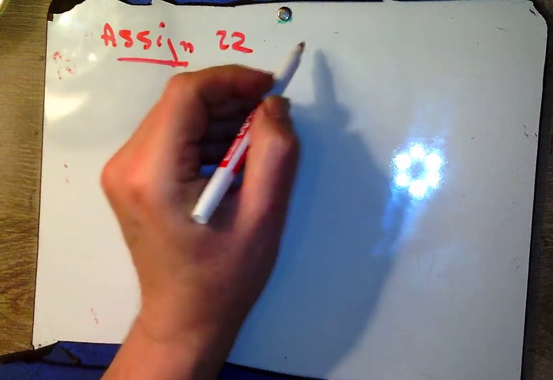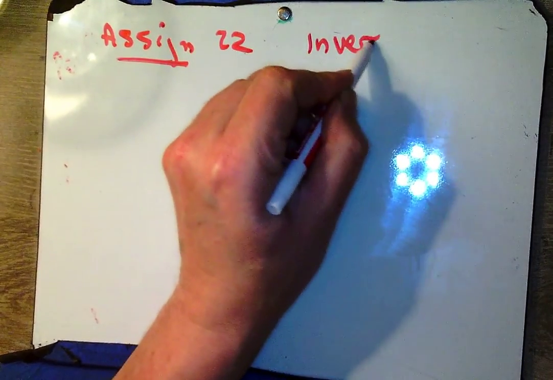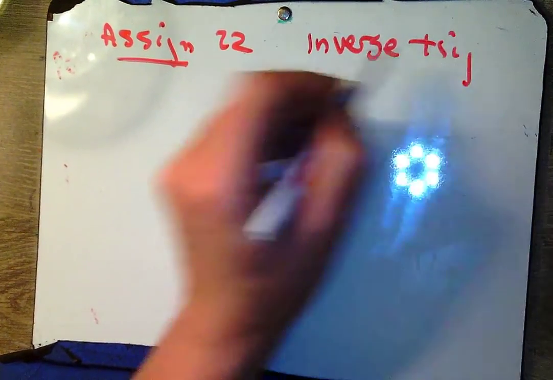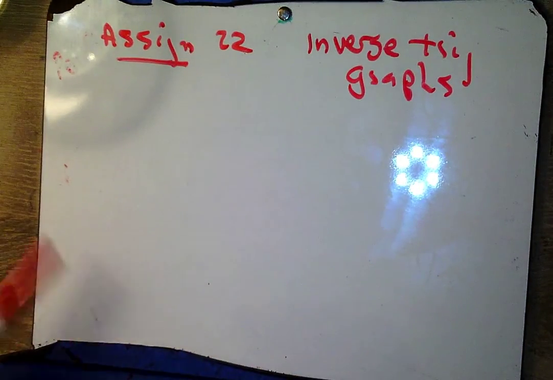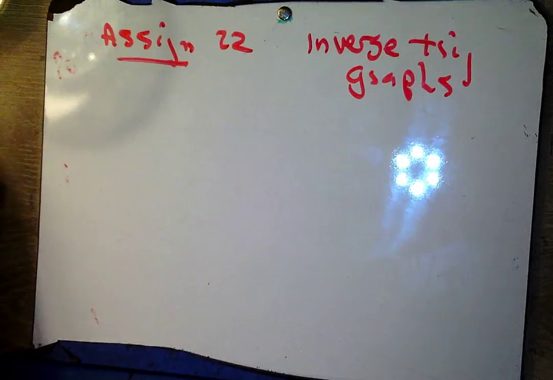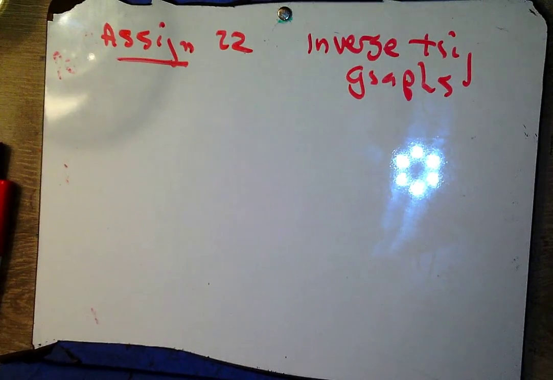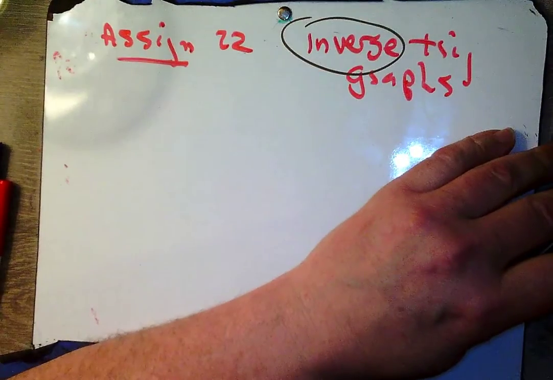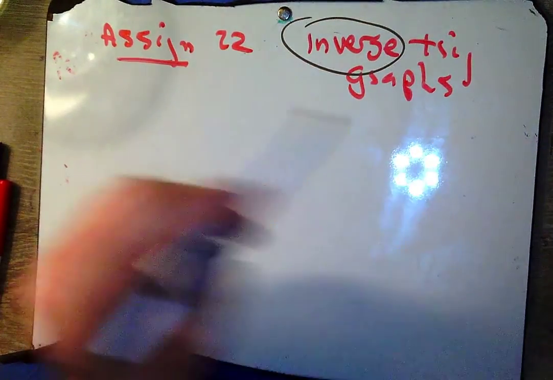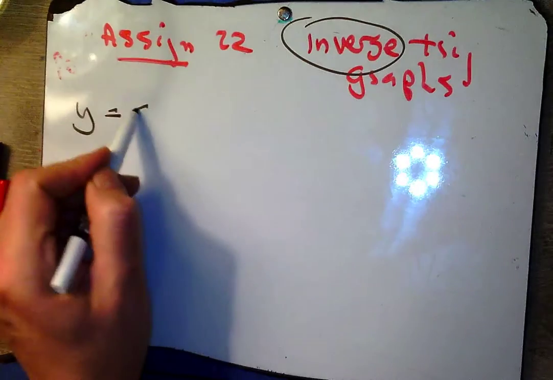Okay, let's talk about assignment 22 today. Assignment 22, and that's all about inverse trig graphs. Okay, but first, before we get into the details of inverse trig graphs, I kind of want to say, this word inverse, does every function have an inverse? I think it's a great place to start this conversation.